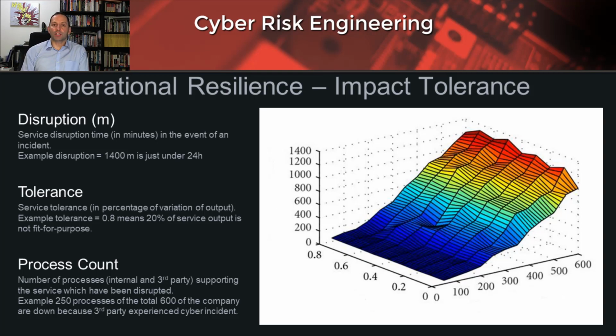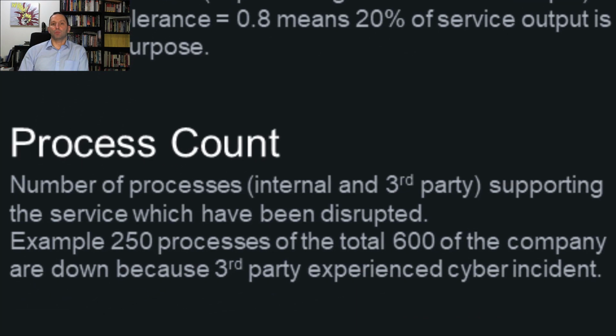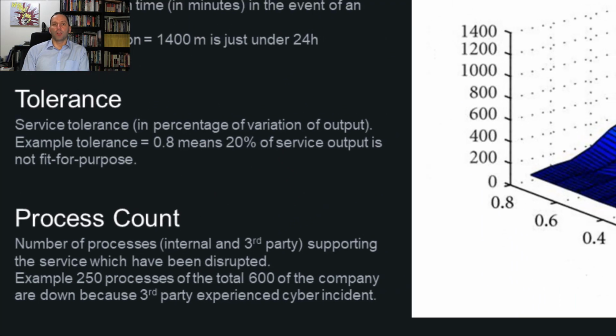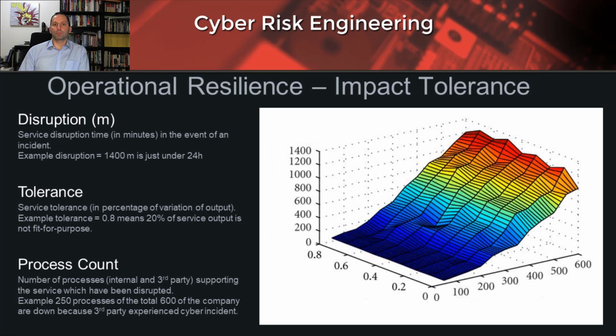Third, you have process count. So behind each of the services, you will have a number of processes supporting what it is that your service is operating. Without getting into the conundrum of what's a service and what's a process, imagine that within your organization, you have a total count of 600 processes describing everything. If 200 of those are out of action because a third-party provider is under a cyber attack or another disruption has occurred, then you need to be noting how many of your processes are not there to support the service. So that's the third dimension for impact tolerance.